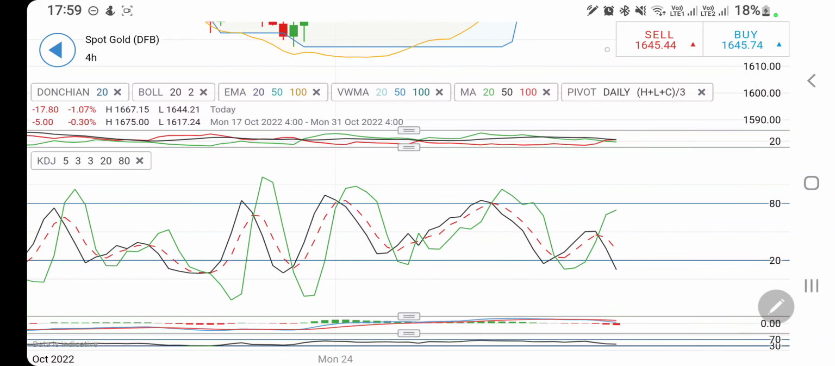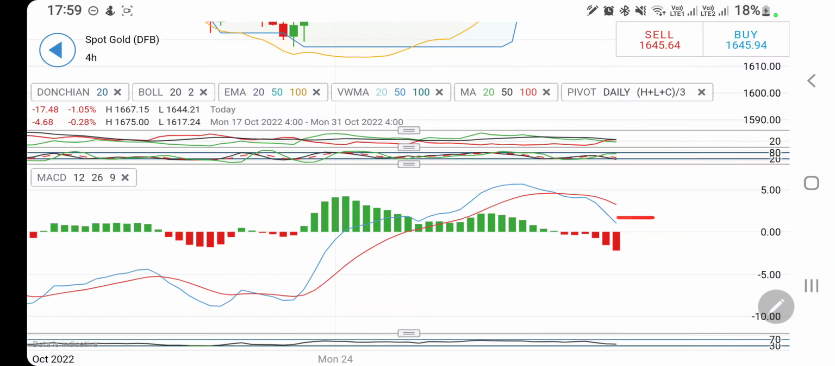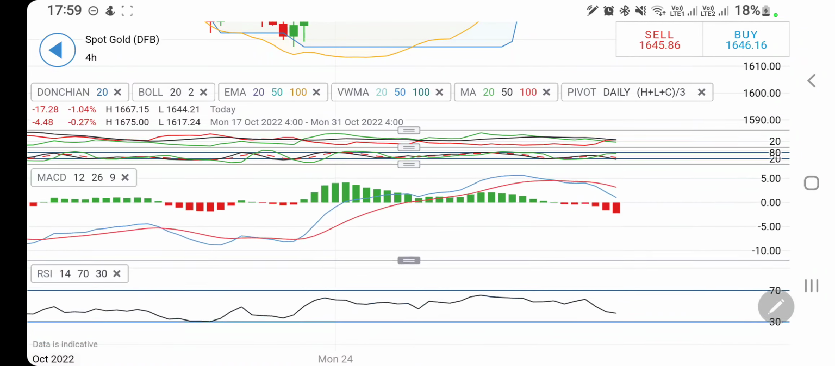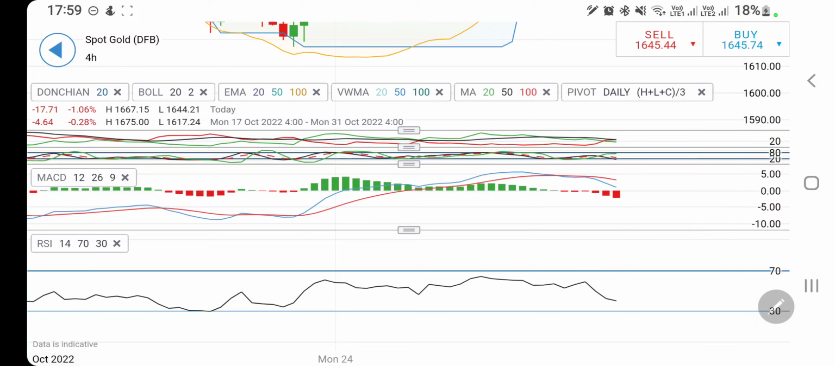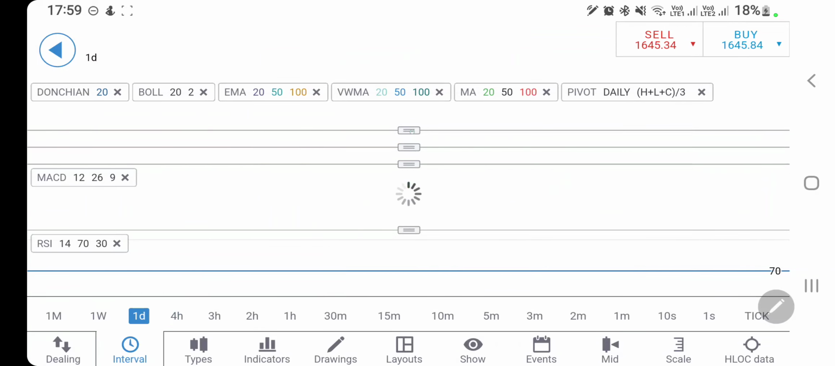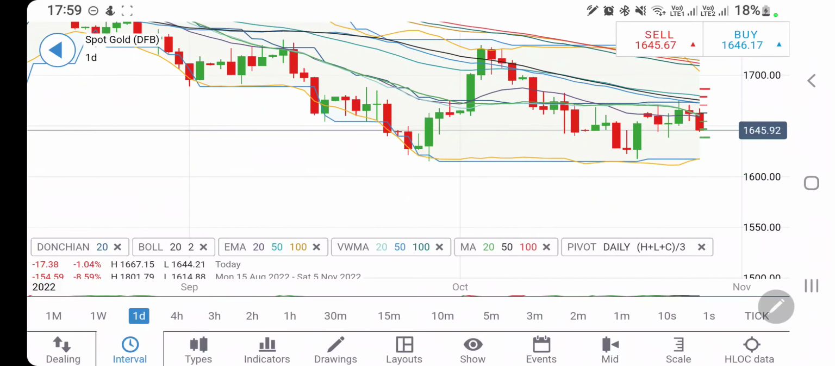Stochastic is looking to enter into the oversold zone, and it is looking downwards, indicating little bearishness. The MACD is divergent and bearish here, indicating more bearishness to follow. RSI at the bottom there. And now look at the daily charts.